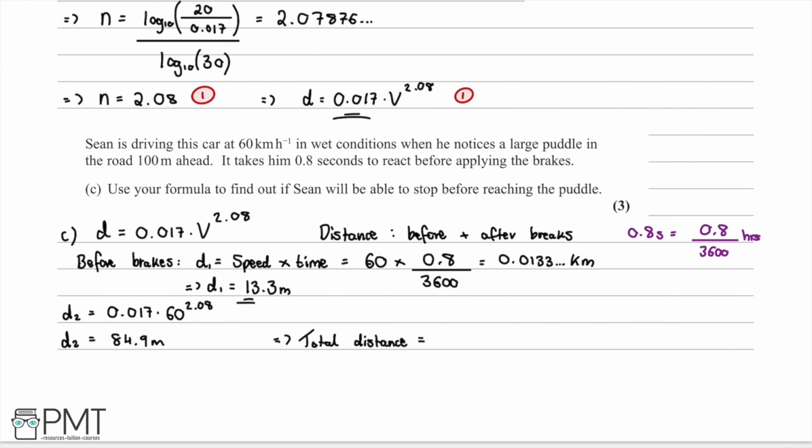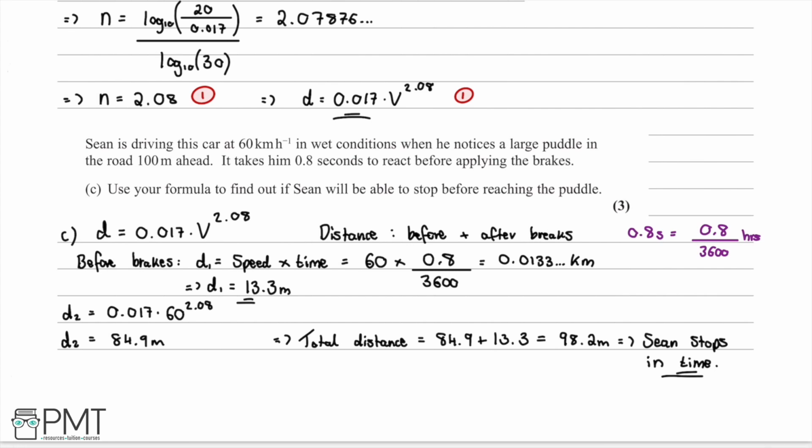So therefore, the total distance is going to be equal to 84.9 plus 13.3, which, putting this into a calculator, is equal to 98.2 meters, which means we can conclude that Sean stops in time.